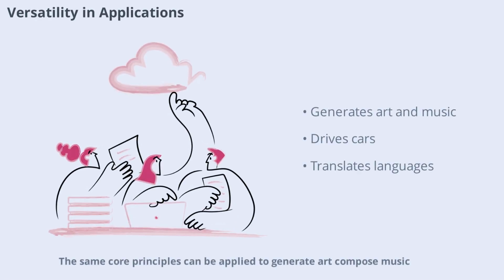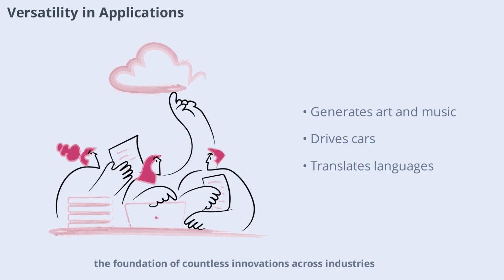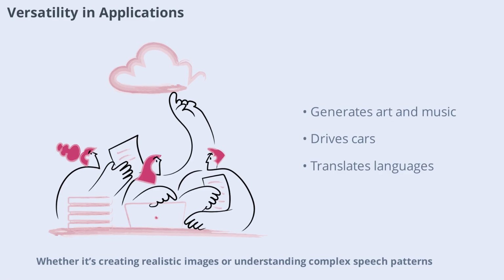The versatility of deep learning is unmatched. The same core principles can be applied to generate art, compose music, drive autonomous vehicles, and translate languages. This flexibility has made deep learning the foundation of countless innovations across industries. Whether it's creating realistic images or understanding complex speech patterns, deep learning adapts to a wide range of tasks, making it the go-to technology for modern AI.